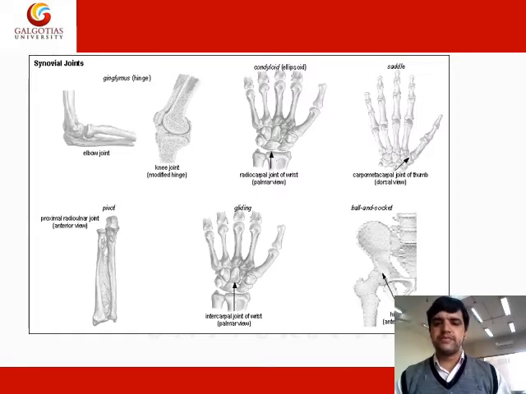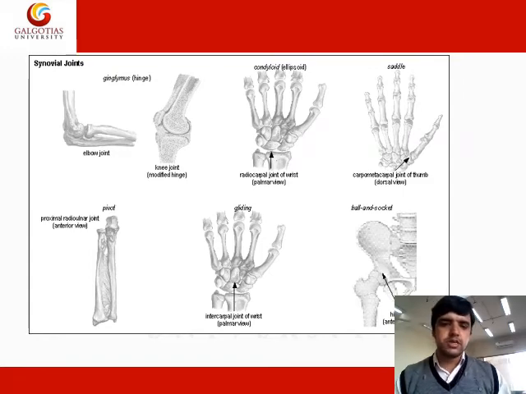Next, the picture is representing the saddle joint, in which we can see the carpal forming a saddle shape. One extremity is concave and the other is convex, and both join together and form the saddle shape.